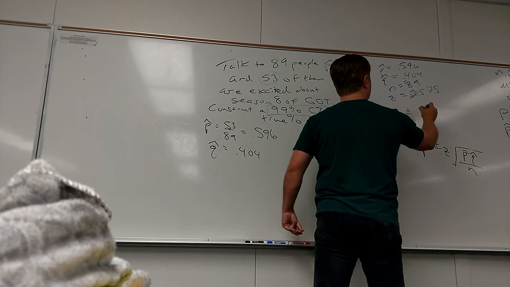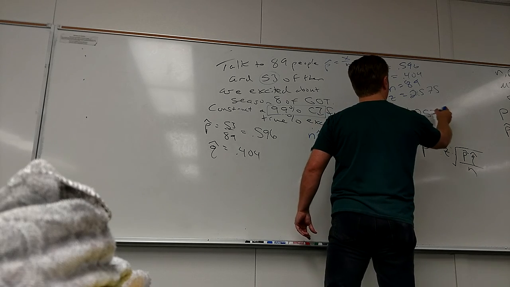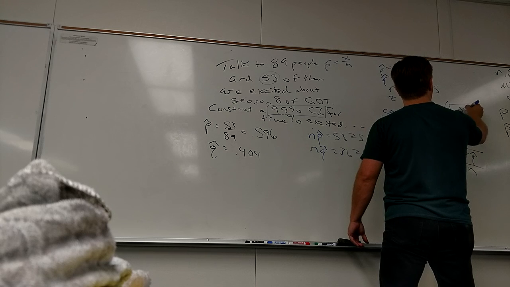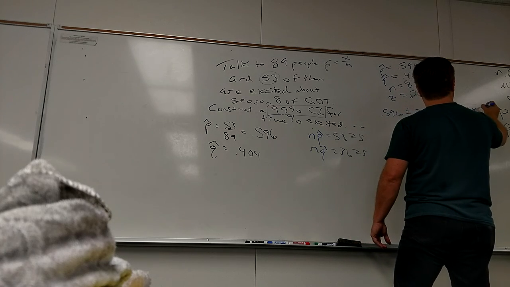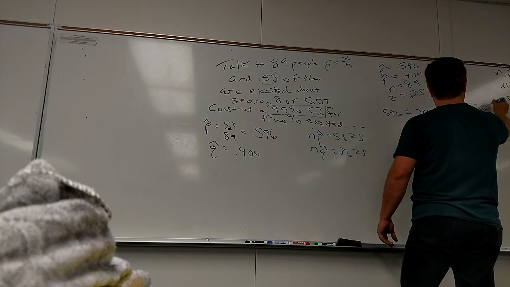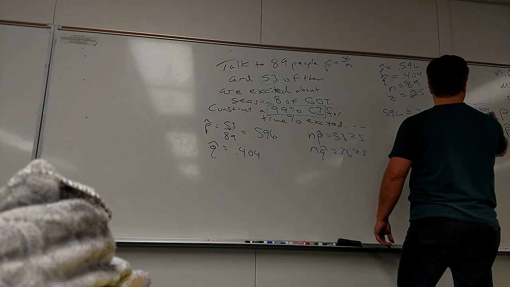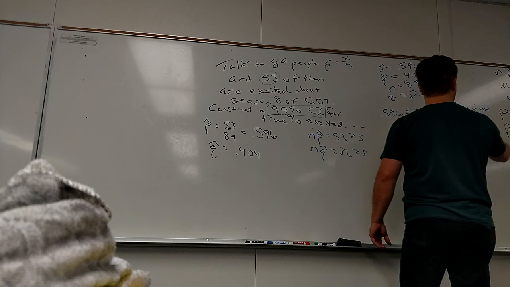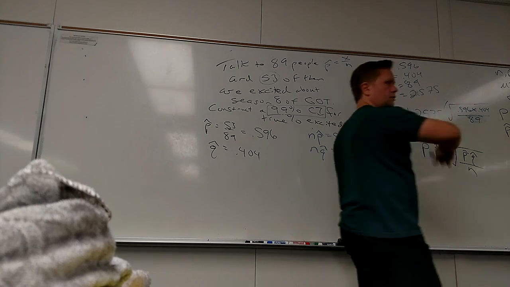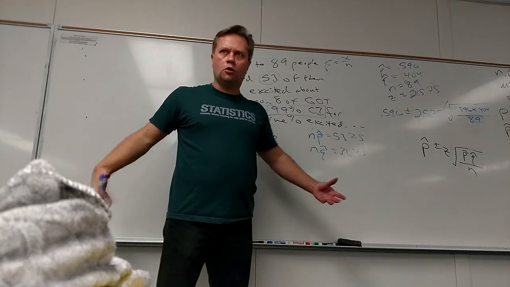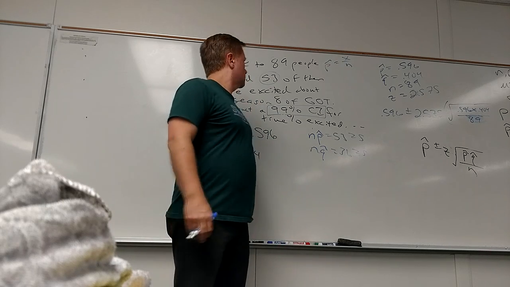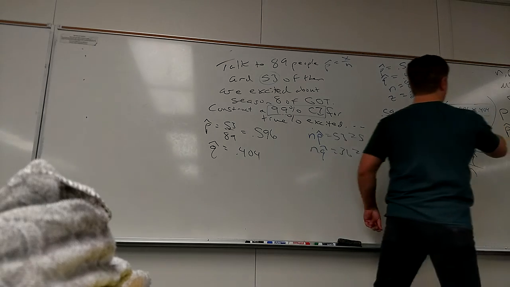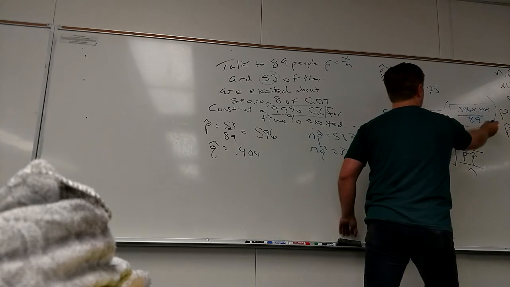0.596, give or take this many of these. One of the biggest mistakes is people put 53 there. Doesn't make any sense. n is always the total number. This also sometimes presents a challenge for people to plug into their calculator.